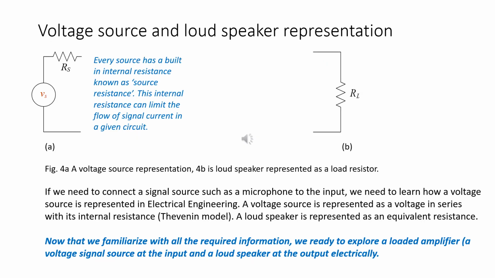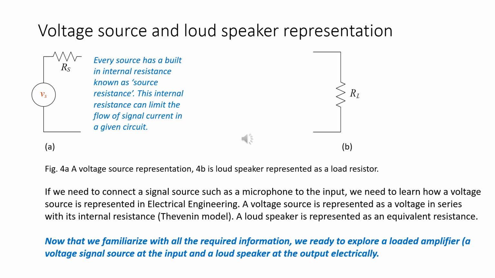We can connect a signal source at the input and a load at the output. We need to see how a voltage source is represented electrically. Figure A illustrates how a voltage source can be represented electrically: a voltage in series with its internal resistance. Every source has a built-in internal resistance. We call it source resistance. The internal resistance can limit the flow of signal current in a given circuit. Remember, it can only limit the flow of signal current. It cannot stop the flow of current. Moving to the loudspeaker, a loudspeaker is represented as an equivalent resistance in electrical engineering.